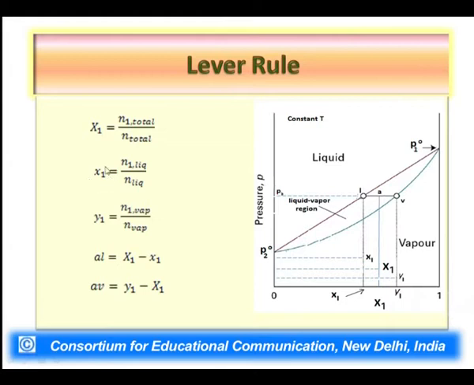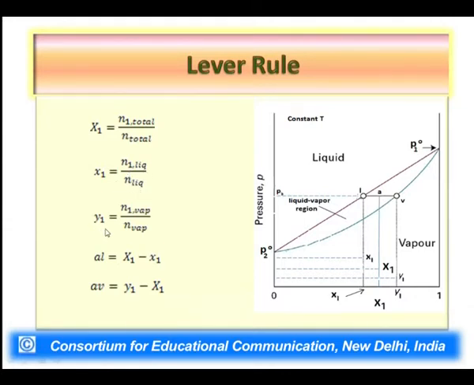Similarly, small x1 represents the amount fraction of component 1 in the liquid phase. So, how can we calculate it? We can take the ratio of the number of moles of component 1 in the liquid phase to that of the total number of moles of component 1 and 2 together in the liquid phase. So, this small x1 is equal to N1 liquid divided by N liquid.